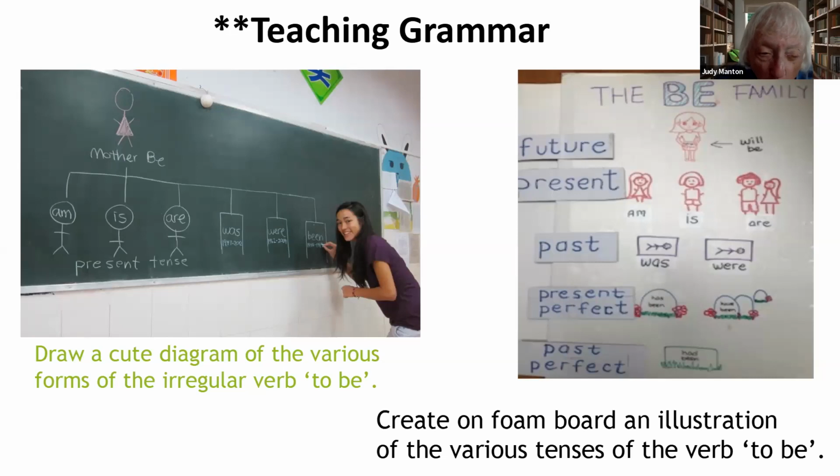The very irregular verb to be will be grasped better by the students if it is illustrated. Point out that Mother B is pregnant with will be, which represents the future tense. Study this for a moment.